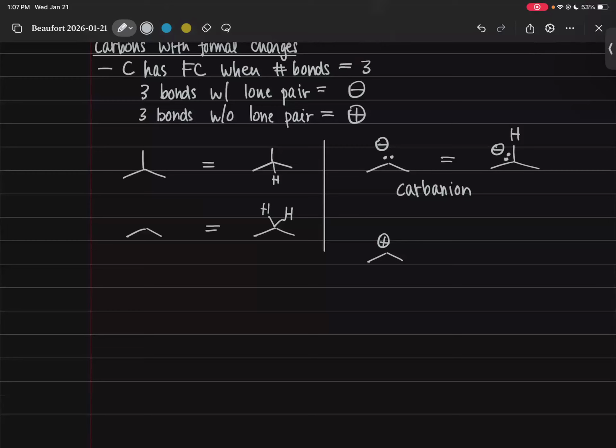Okay. So now we have a positive charge with no lone pair. And this is actually the same thing. I mean, not really, but it's still going to have 1 hydrogen because a carbon with a formal charge only has 3 bonds. So that central carbon has 1 hydrogen. Something that's positively charged is a cation. So this is a carbocation.